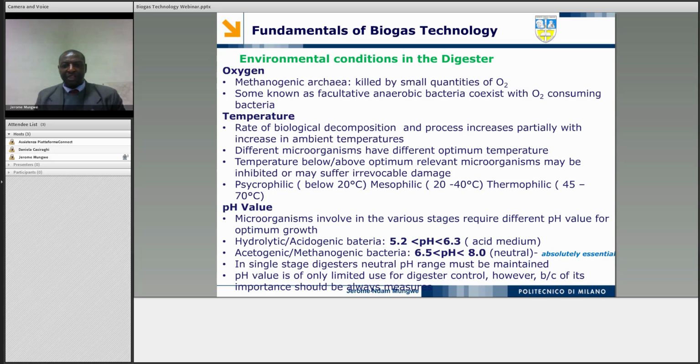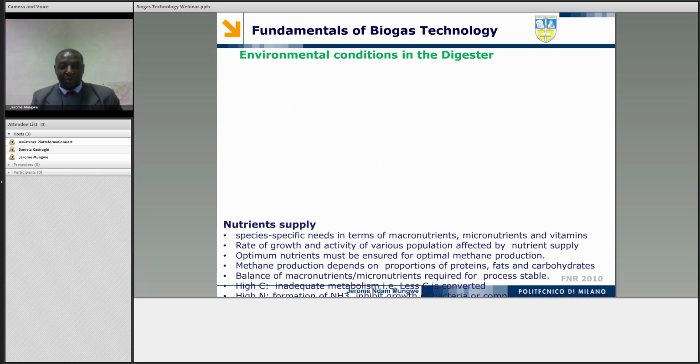The pH value is of very limited use in the control of biogas digesters, but however, in combination with other parameters, it could give some useful information.